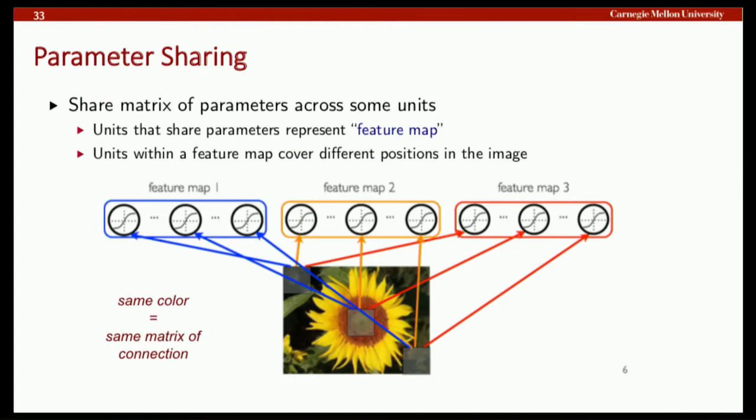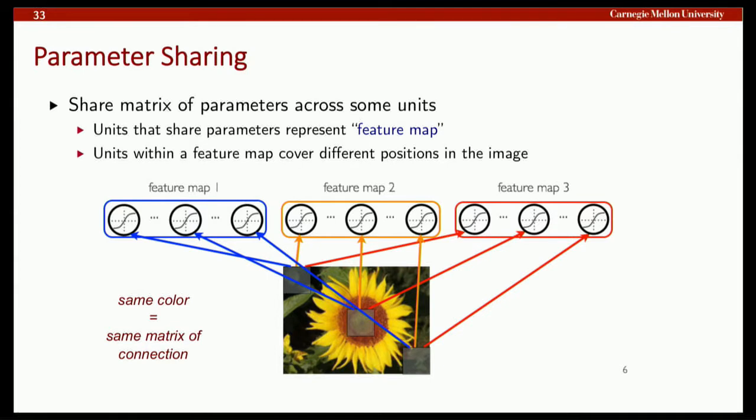Parameter sharing is another idea. What we're going to be doing is sharing the matrix of parameters across units. So the units within each feature map, like here you're looking at the blue feature map and the red feature map, are sharing the parameters. They're covering different positions in the image, but they use the same parameters. You can think of them as using the same filters or the same weights for local patches. And that's another important piece.